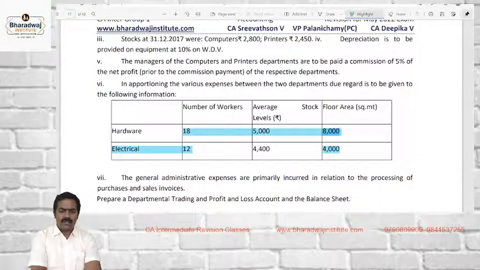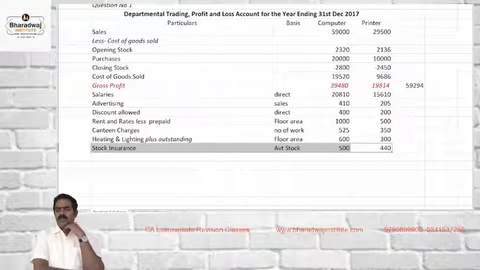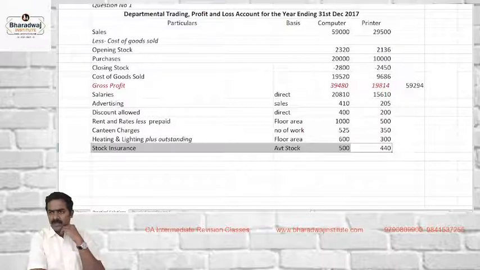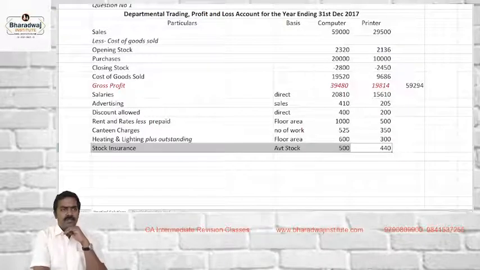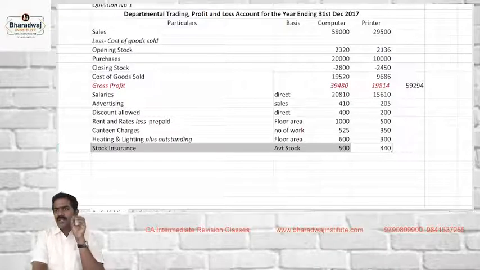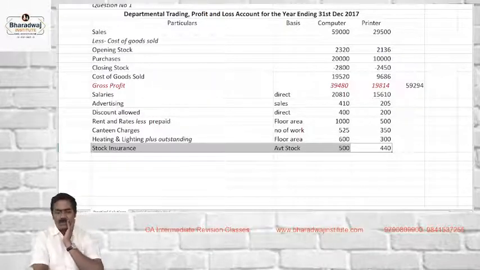5,000 and what? 4,400. 940. So 500 and what? 440. 940 is the total expense. 5,000 is to 4,400 ratio. If that average stock is not given, you can apportion based on closing stock also.